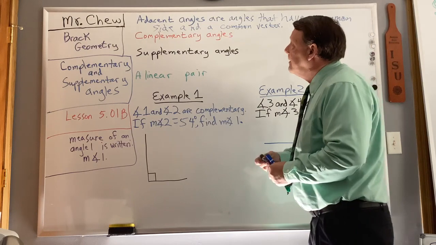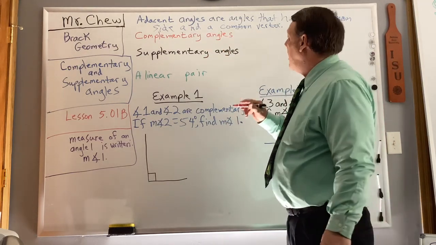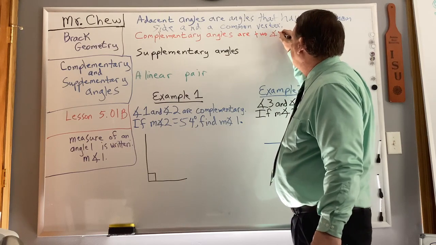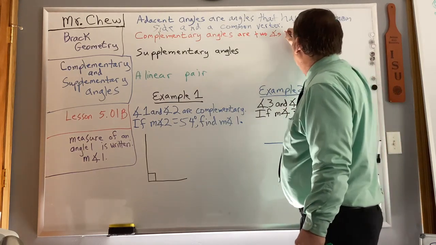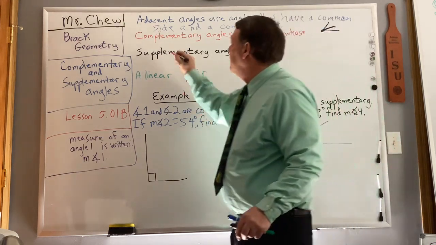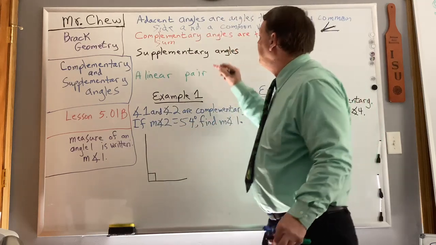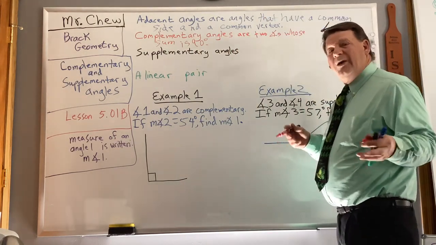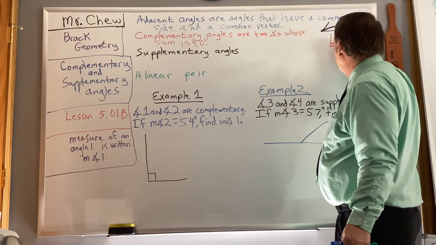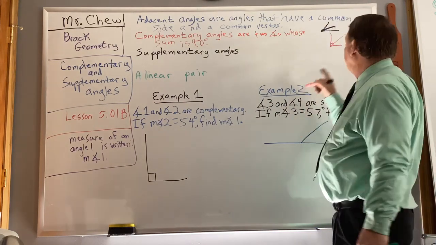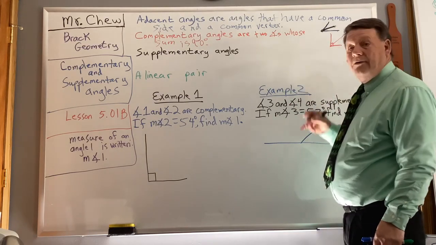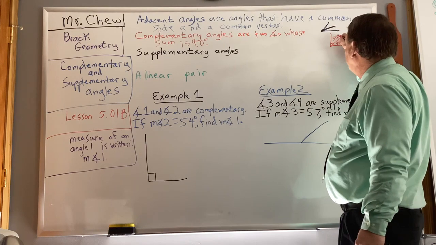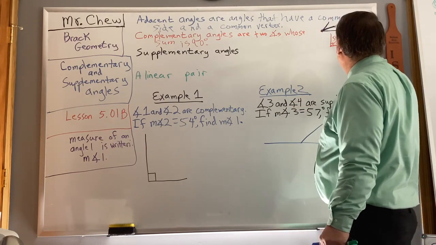So the next vocab that I need to talk about are complementary angles. Complementary angles are two angles, and remember, I'll just use that symbol for angles, whose sum, and that's when you add up their measures, is 90 degrees. So you're saying, okay, so what would it look like? Well, those two angles added together will be that right angle, 90 degrees. So if this one would be 40 degrees, then this one would have to be 50 degrees. Why? Because 50 plus 40 is 90.